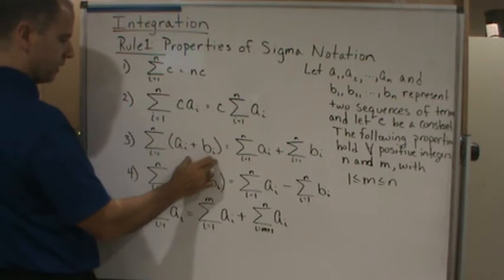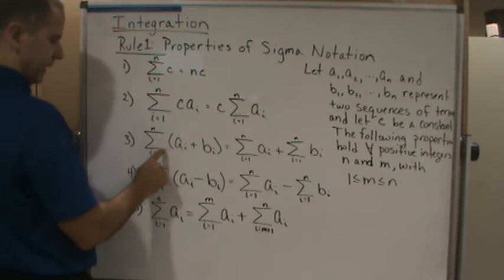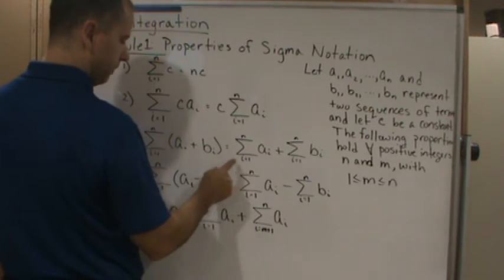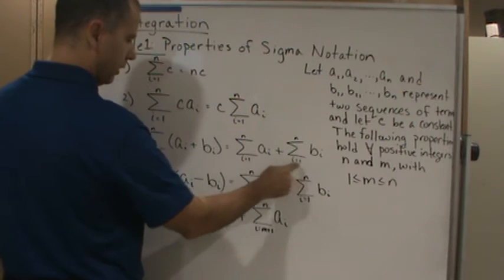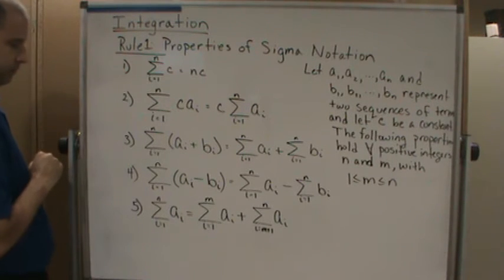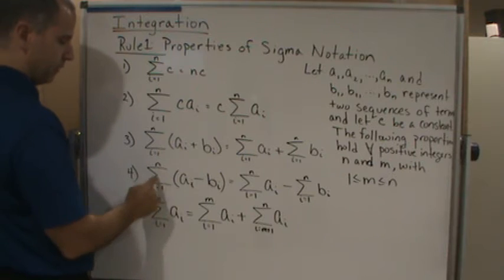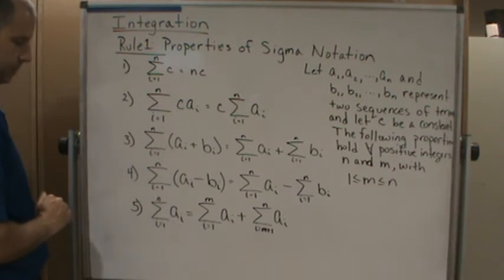3 and 4 are basically saying, hey, the sum of the sum of two sequences. So if I take the summation of the sum, okay, I can distribute the sigma across the sum. So if I take the sum, this is equal to the sum of the individual summations. Okay? And then the same thing with differences. I can do the same thing with differences. So the summation can be distributed across subtraction.